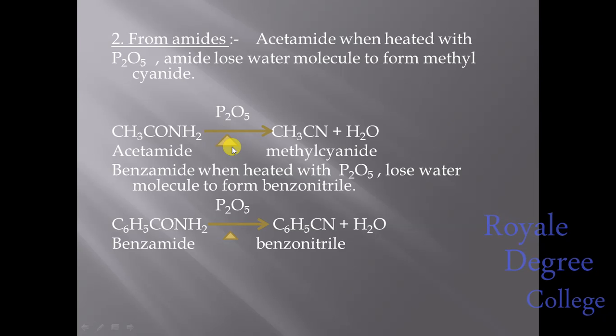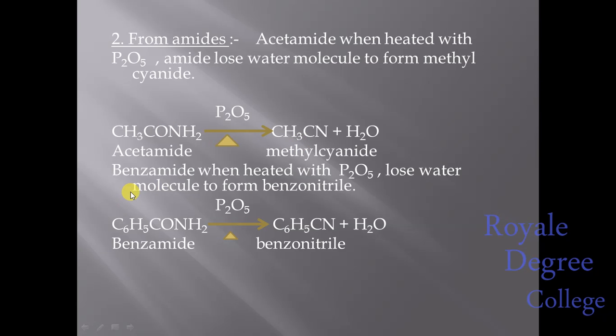Removal of water molecule will take place from acetamide. What will happen here? These two hydrogen atoms from acetamide are coming out, reacting with this oxygen, and we are getting the side product as water. Then the main compound is CH3 carbon, to the carbon nitrogen is attached. That is named as methyl cyanide.